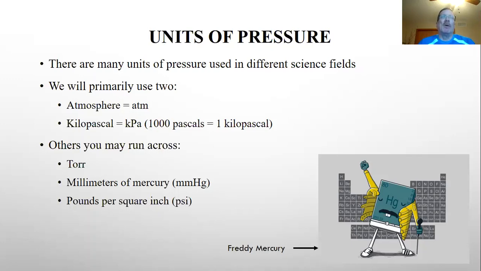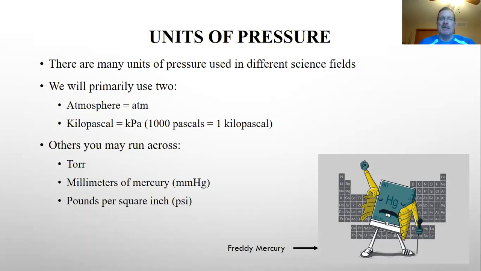You may run across in reading or some of the questions we do, as we have some daily questions to answer as opposed to having a packet to hand out, torr would be one. Millimeters of mercury is one that can often be used in meteorology, or inches of mercury you might hear when they talk about barometric pressure in the weather. Pounds per square inch we already talked about.